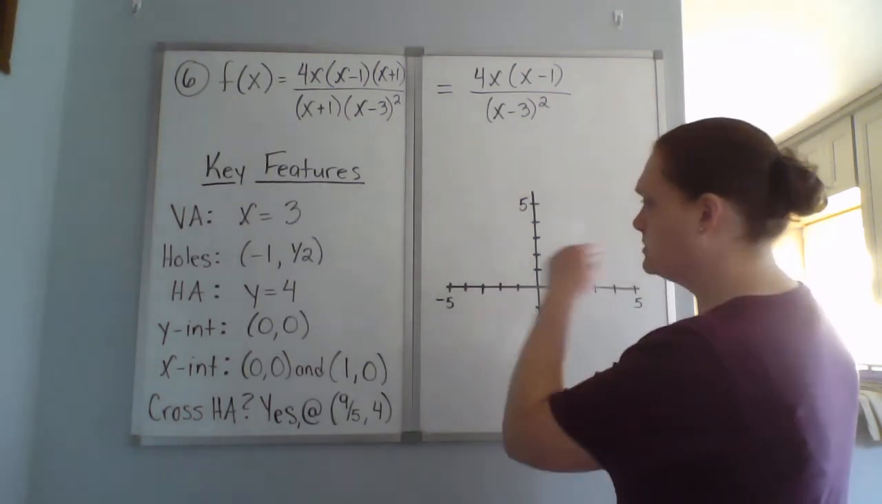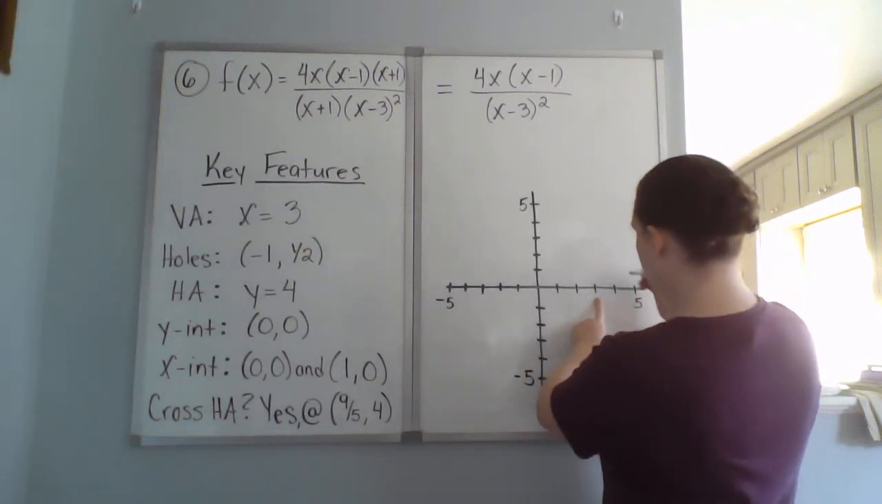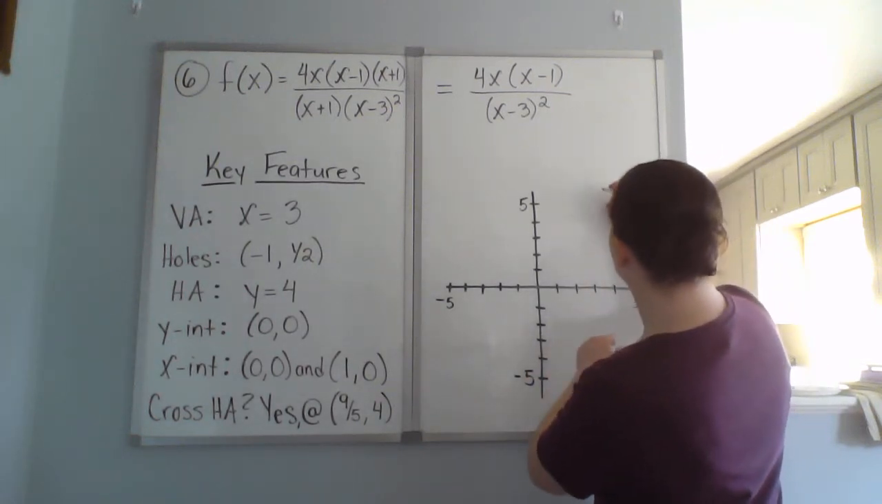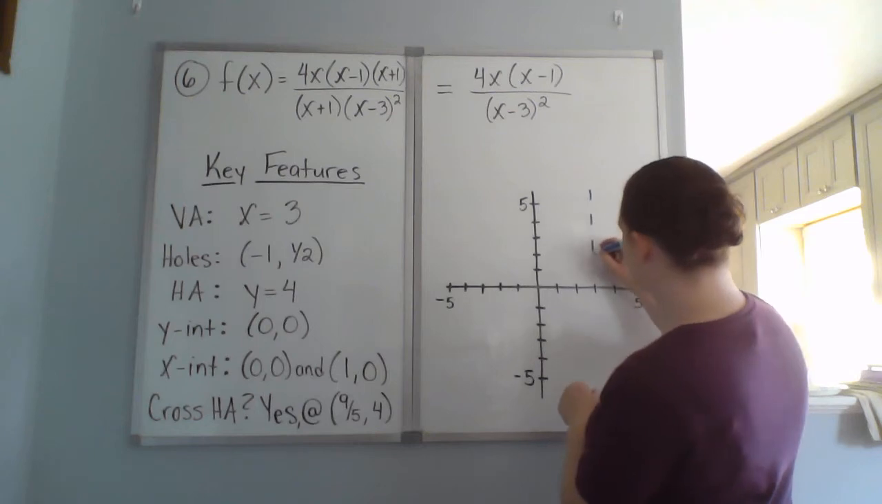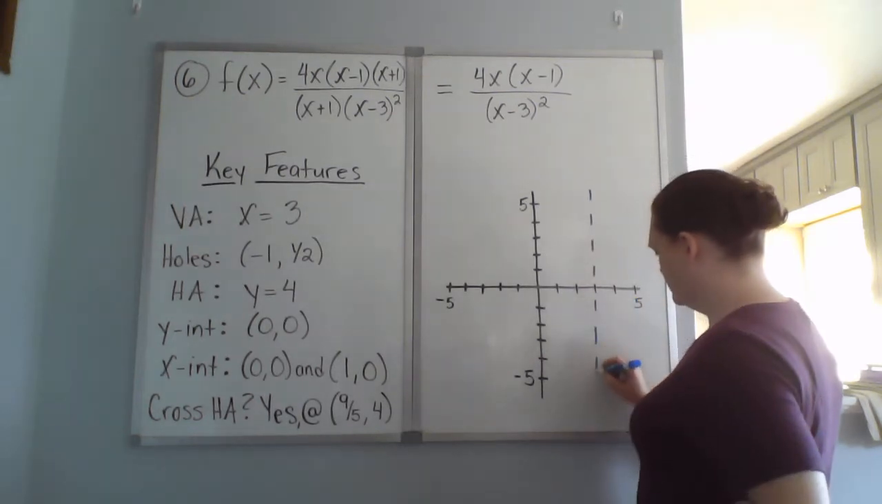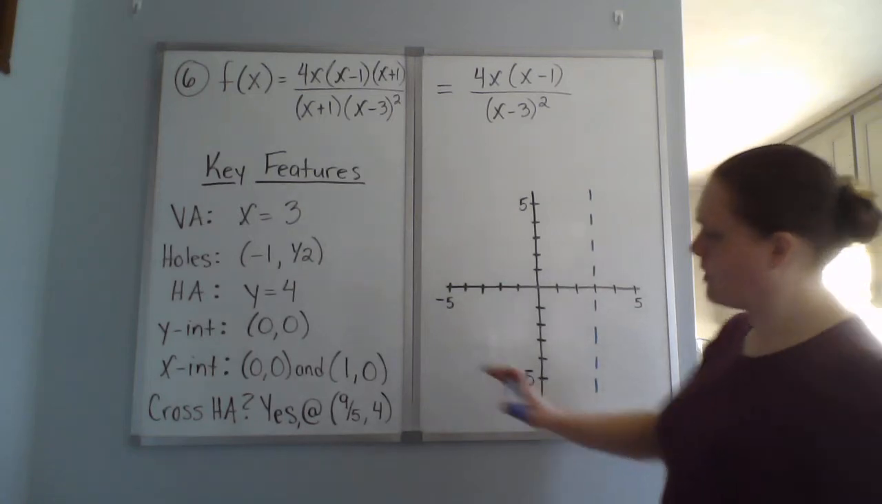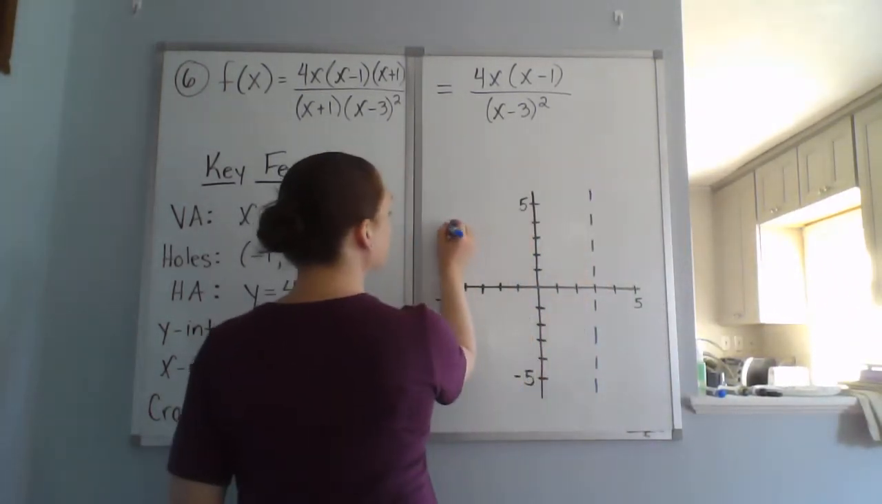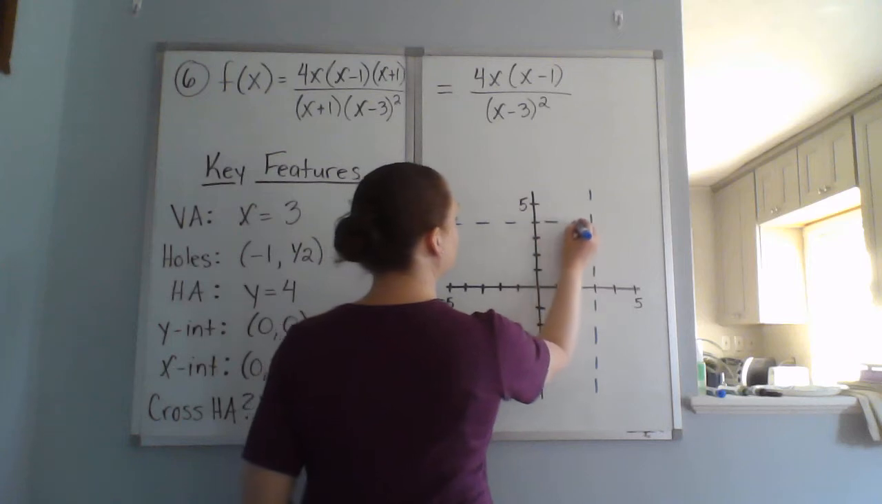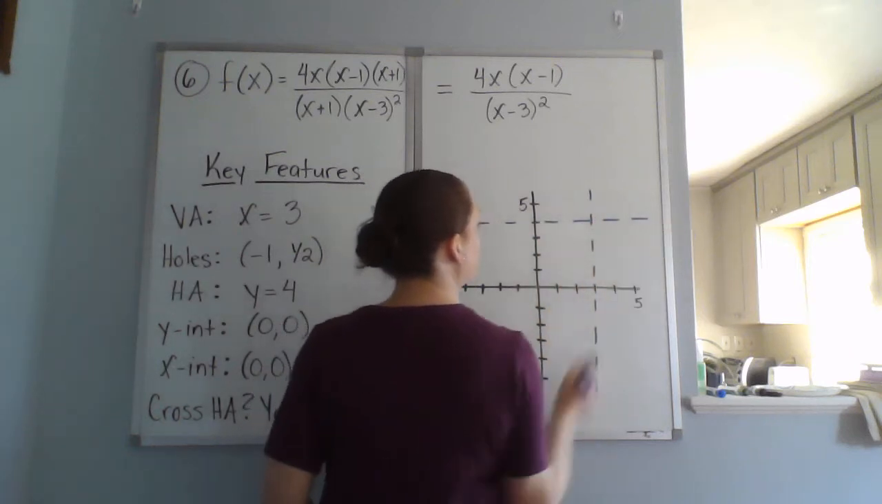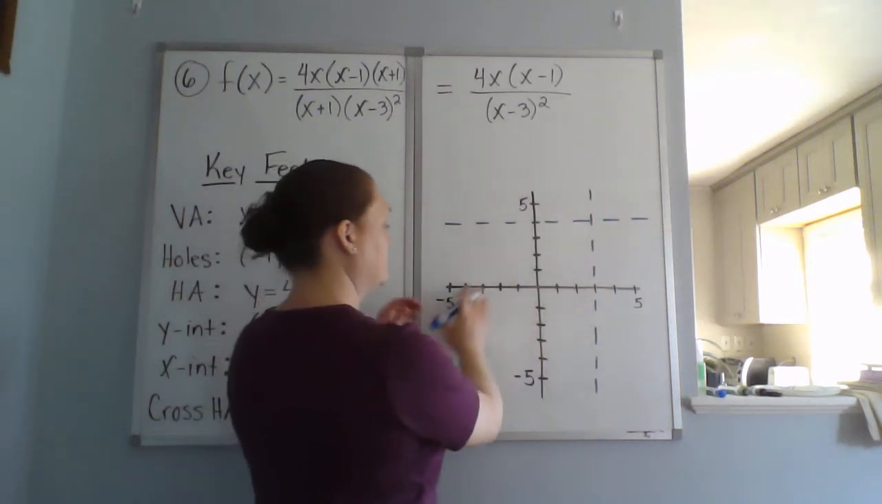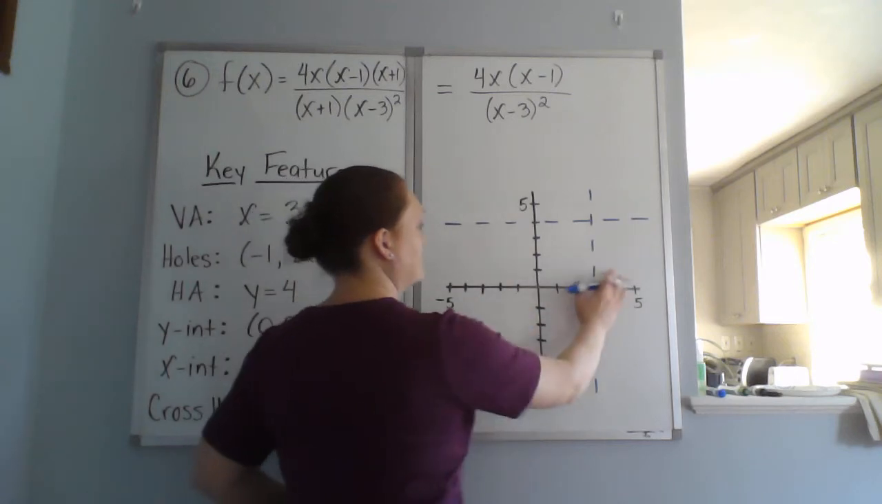Okay, so we have a vertical asymptote at x equals 3. So here is x equals 3. So draw in that vertical asymptote. Okay. I've got a horizontal asymptote at y equals 4. So that's up here. Draw in that HA. So because there's only one vertical asymptote, there's two branches, one on the left and one on the right.